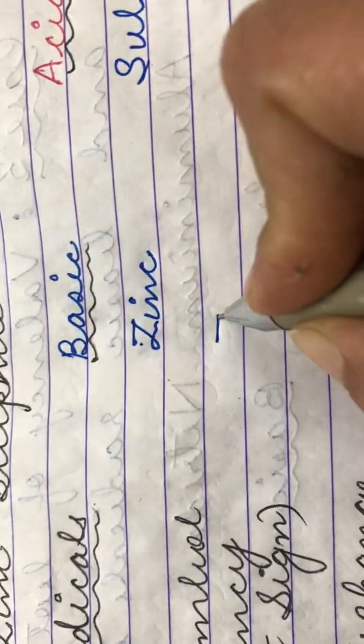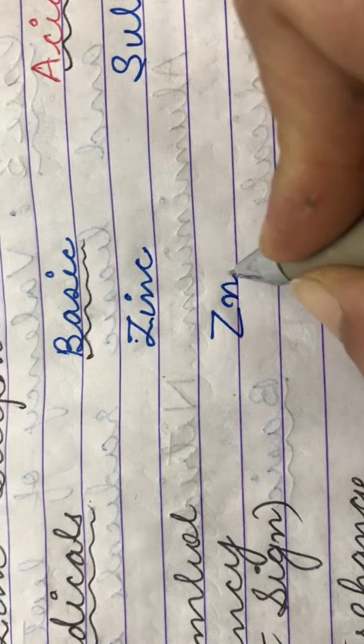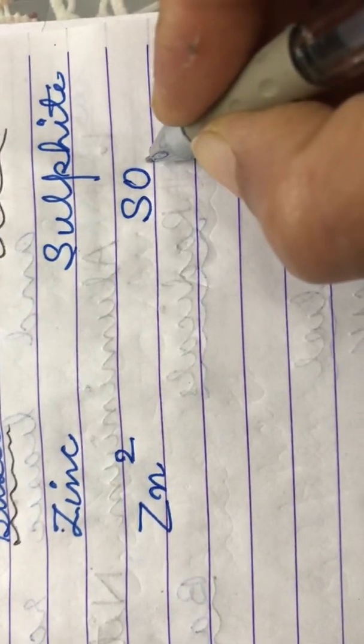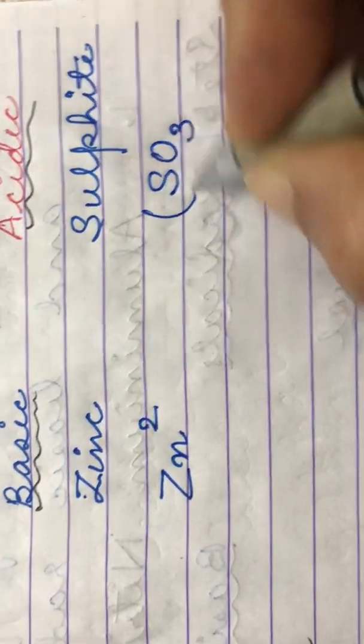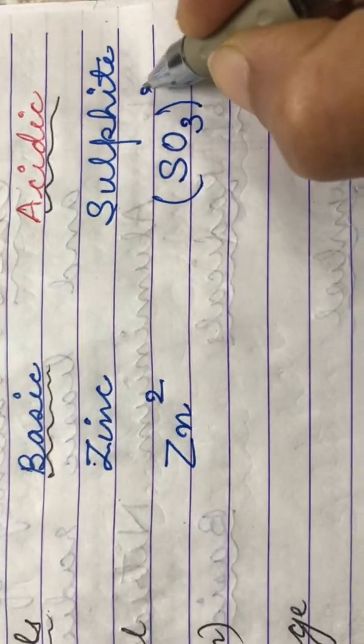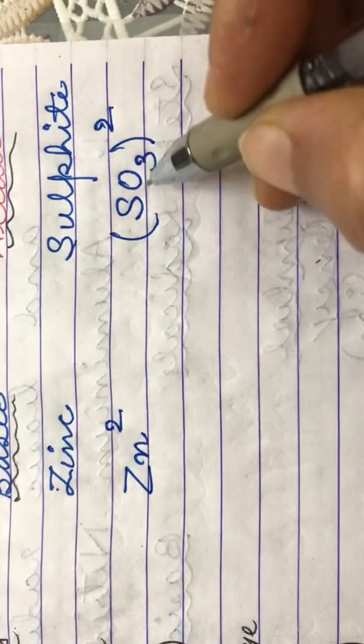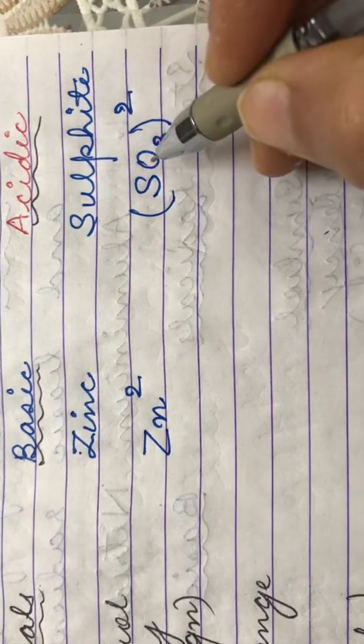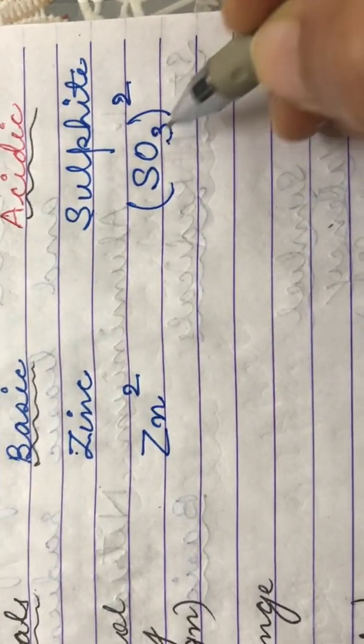Symbol of zinc is Z capital, n small. Its valency is 2. Sulfite is S capital, O capital, 3 in the subscript. Put the whole in a bracket. Valency 2. Again repeating children, S and O both are in capitals. You can also say it's a polyatomic ion having more than one kind of atoms. So we put it in a bracket.